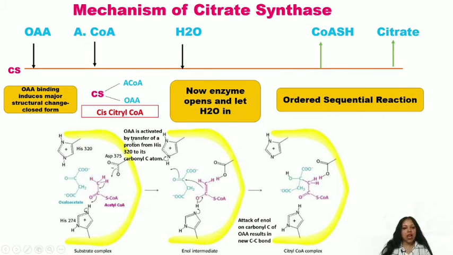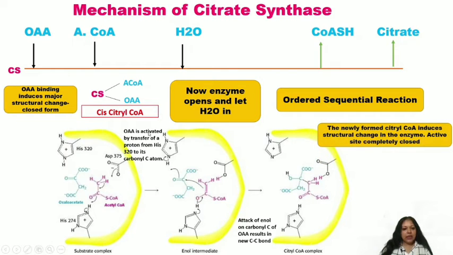What happens first? Oxaloacetate is activated by transfer of a proton from histidine 320. So, first oxaloacetate binds, the blue moiety. When it comes into the active site, it comes into close proximity of histidine 320. And when both these moieties come together, what happens? Histidine 320 transfers a proton. Oxaloacetate is activated by transfer of a proton from histidine 320 to its carbonyl carbon atom, correct?